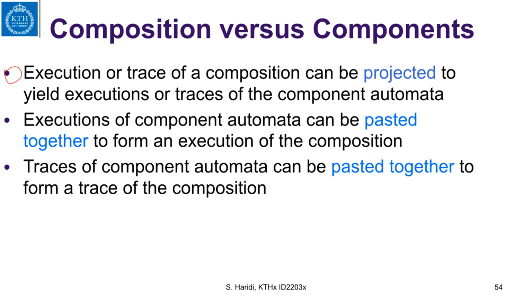So what we said is that an execution or trace of a composed automaton can be projected to give us the execution or traces of the component automata. So we will get the view of the component automata of that whole execution. Also, given executions of component automata, we can paste these executions together to form the execution of the composition. The same thing will hold also for traces. So, given the traces of component automata, we can glue them together, paste them together.